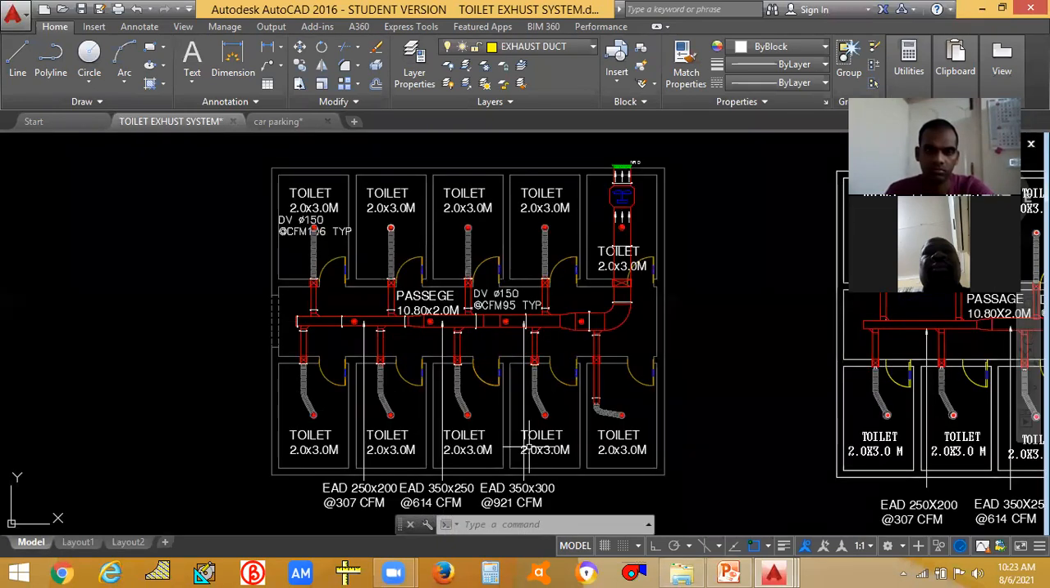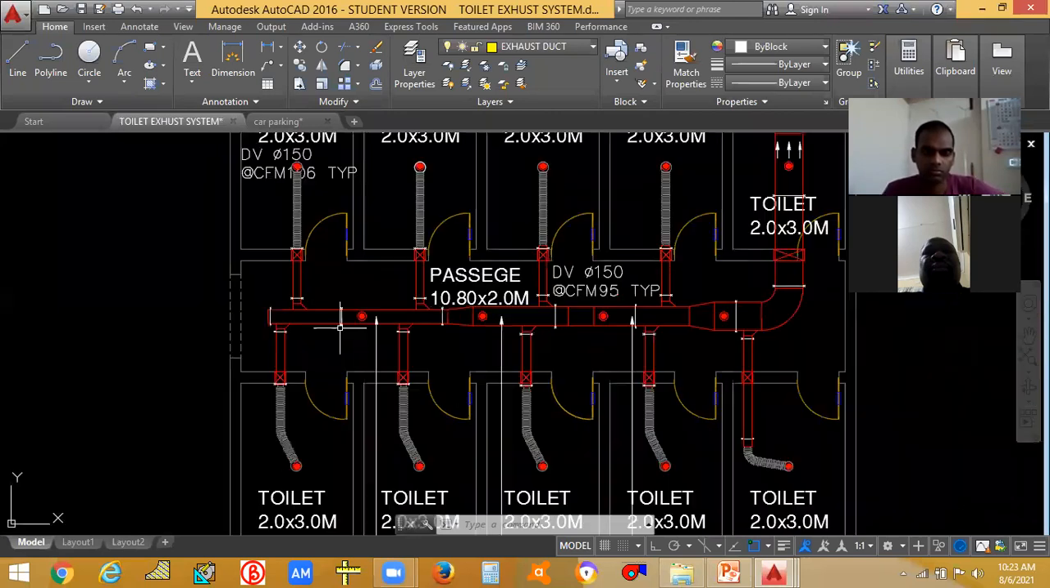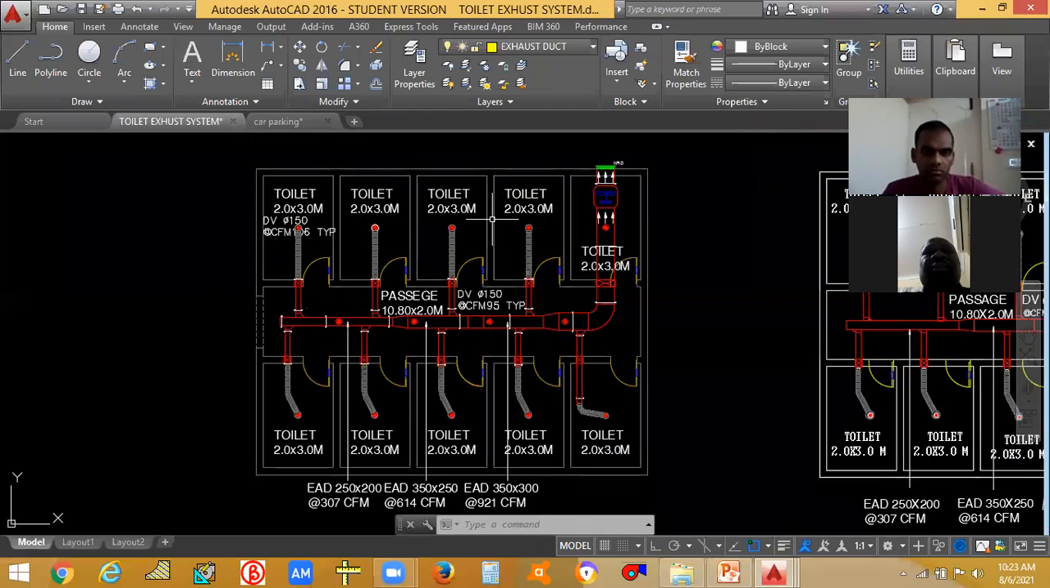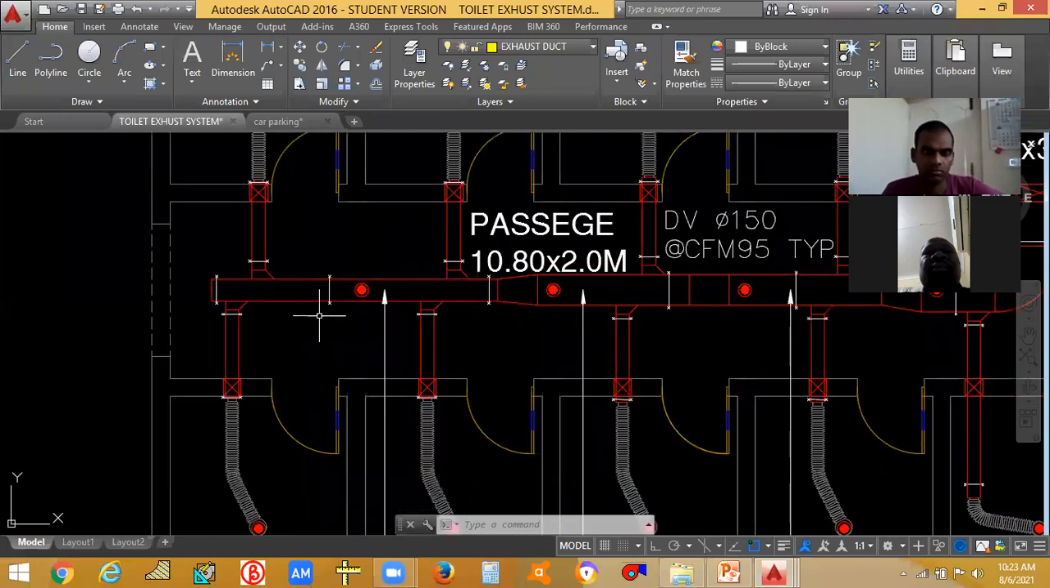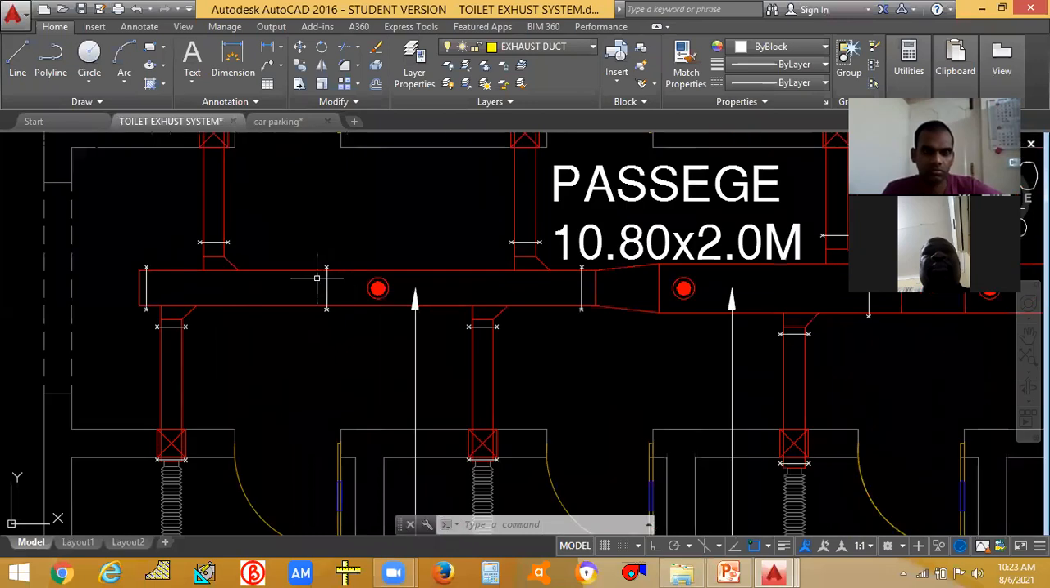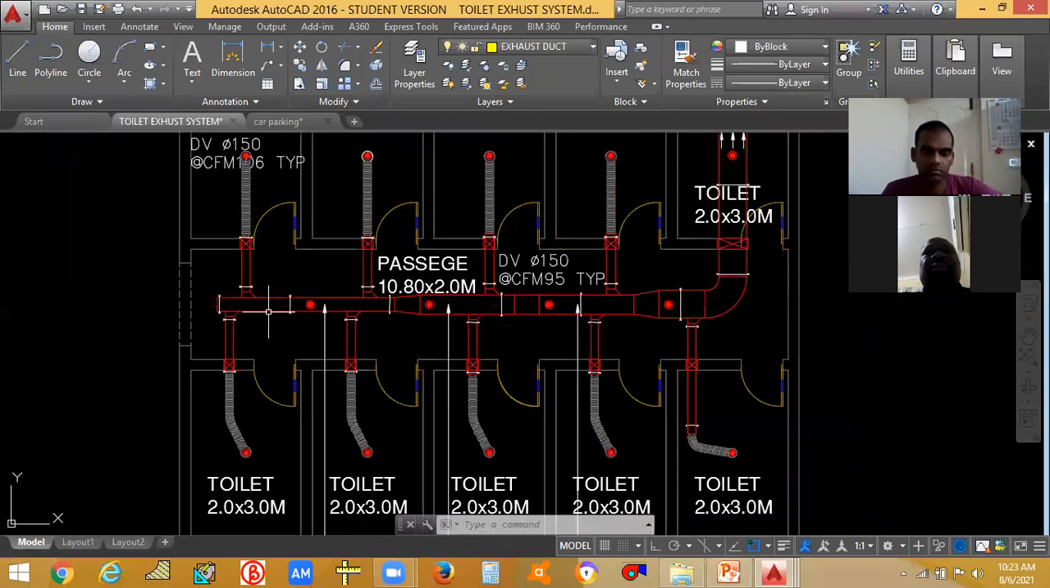If you get a toilet, find out the CFM in each room. When you get the CFM, go to the duct sizer software and find the duct size. That's all. So always go from back to the front. So this toilet plus this passage area, you have to calculate the total CFM and go to the duct sizer and get the duct size of this main duct and go backward.